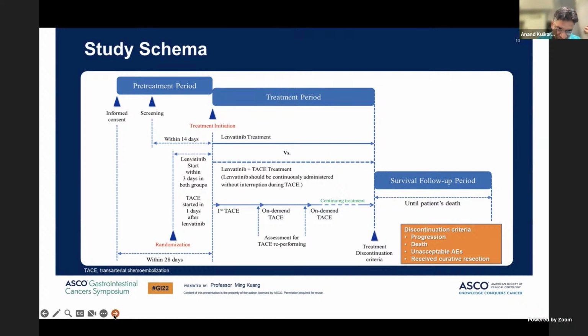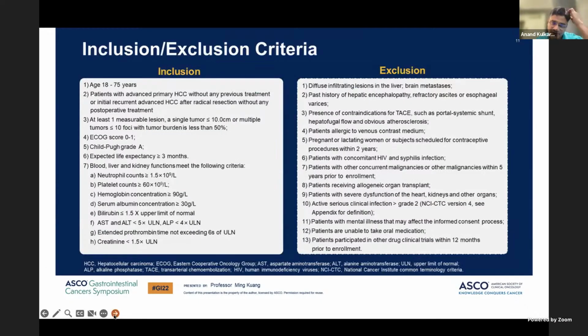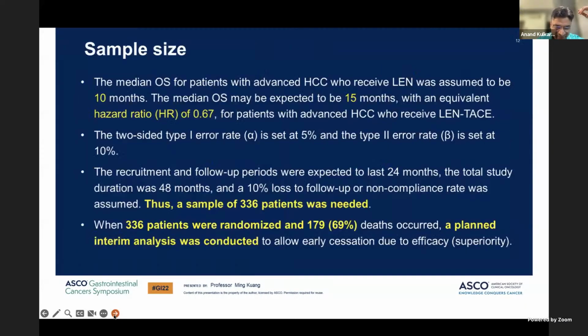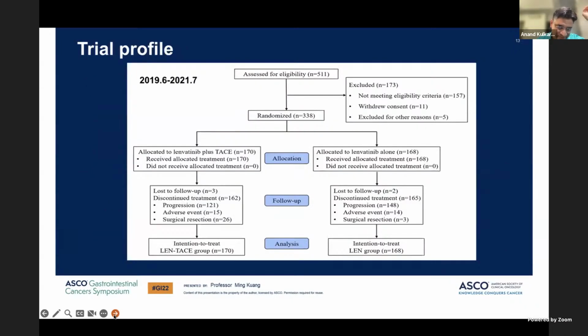So these are the inclusion and exclusion criteria for patients who were included in this trial. Importantly, the creatinine was less than 1.5. For the sample size calculation, the median overall survival for patients with advanced HCC who received lenvatinib was assumed to be 10 months, and the median overall survival may be expected to be around 15 months with the addition of len-TACE. So they calculated that a sample size of 336 was needed in this study.